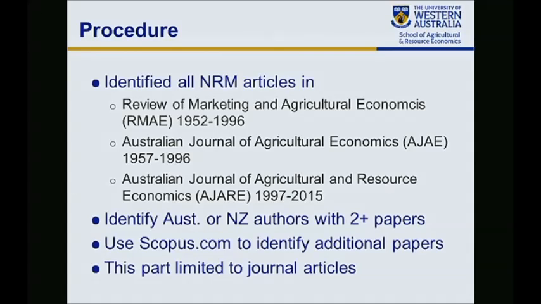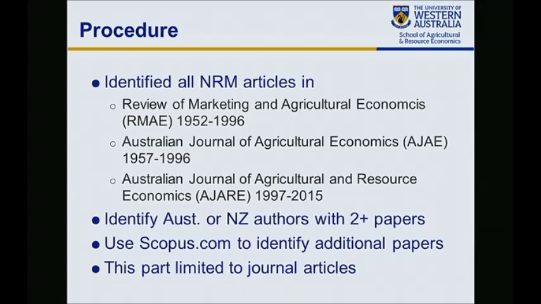There were 2 journals in the first 40 years or so, and then over the last 20 years they were merged into this one. So the Review of Marketing and Agricultural Economics, the Australian Journal of Agricultural Economics, and then the Australian Journal of Agricultural and Resource Economics. So you saw the change already in emphasis, and you can see there's a change in the titles of these journals. These were just agricultural in their name at least, although not only in their content.